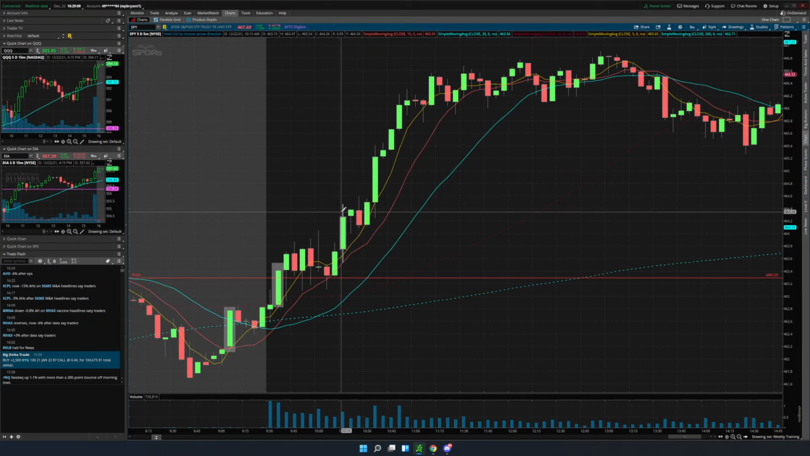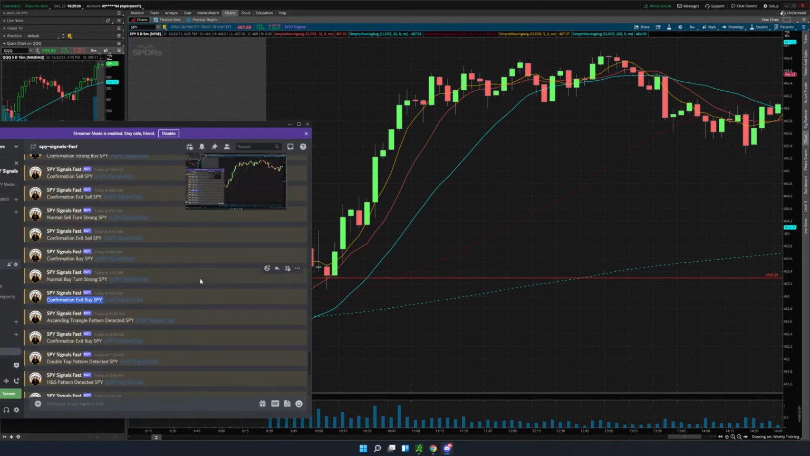So at 9:55, you could have exited here. Okay? So that would have been a good scalp. It doesn't mean you have to exit on those. It's just giving you a take profit zone.